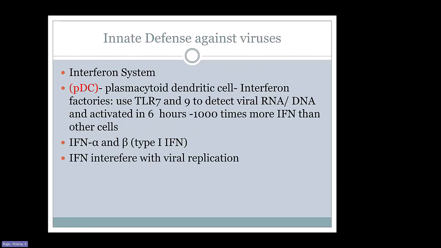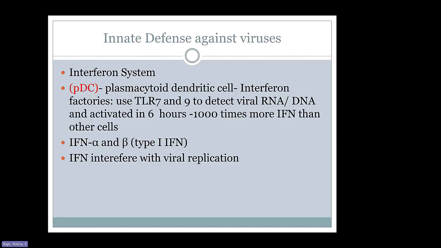Another innate defense against viruses includes a system called the interferon system. So remember, when we talk about dendritic cells that are sitting and working like sentinel cells in the tissue, those are a different type of dendritic cells. Here we are talking about another type of dendritic cells called plasmacytoid dendritic cells. So plasmacytoid dendritic cells are factories of interferon. Their job is to make interferons.